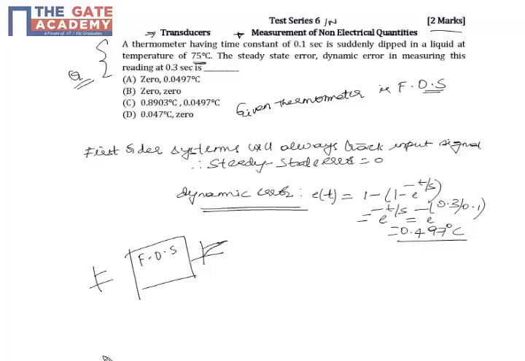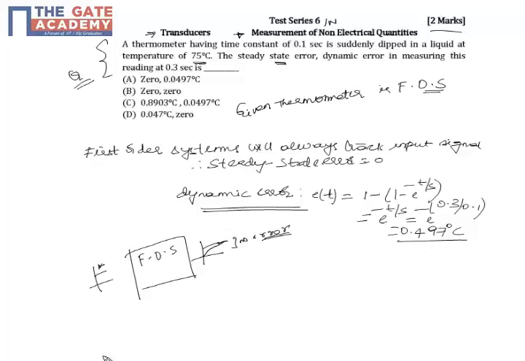So the output will always be tracking the input. So here there will be no error. All first order systems will always reach the steady state value, which is the given input value. Here the given input value is a step change, suddenly changed to 75 degrees centigrade. So there will be no error in the output. So the steady state error is 0.